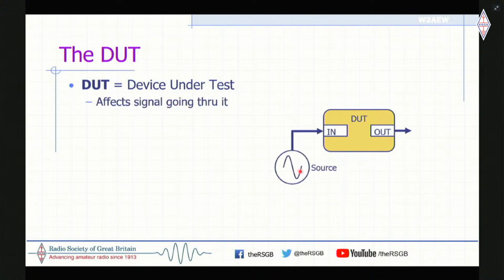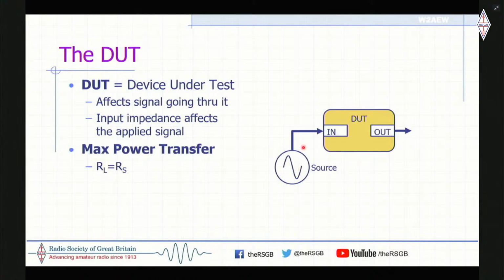Now, any DUT is going to affect the signal that goes through it if it's a 2-port device. It's going to have some effect on it. It's going to filter it. It's going to amplify it. It's going to distort it or something like that. But also the input impedance to a DUT is going to affect the signal that's applied to it. Like the DUT could be an antenna or an antenna system, so that may affect the signal that's applied to it. And that's due to impedance matching issues.